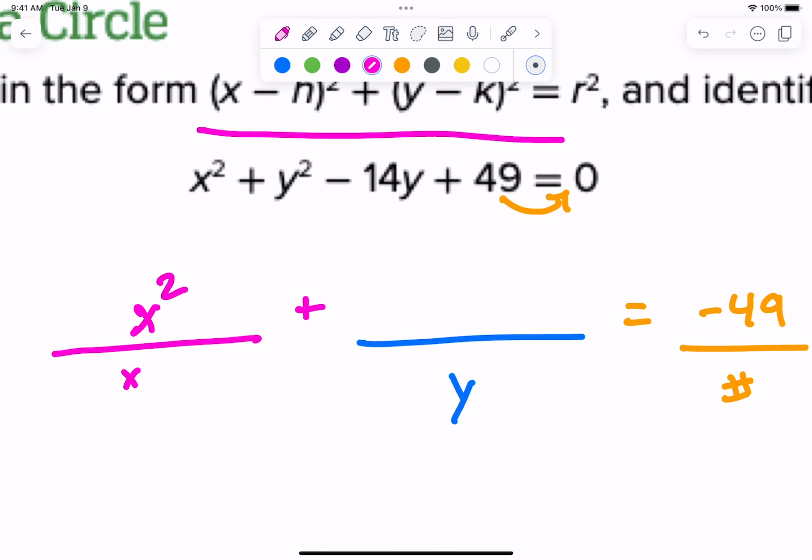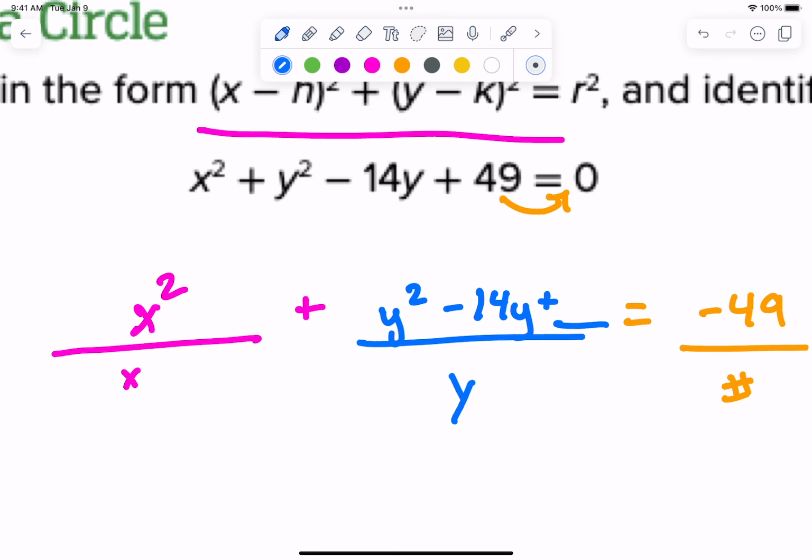Guess what? Because X squared is the only thing in X land, we don't have to do completing the square with him, because his coordinate for the center is going to be 0. This is 0 comma something, right? Okay, so we don't have to do X, right? He's done. That's nice.